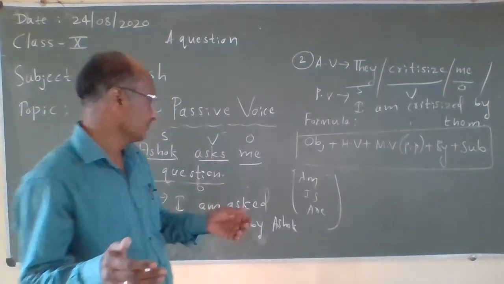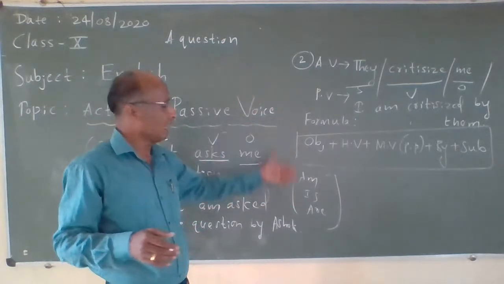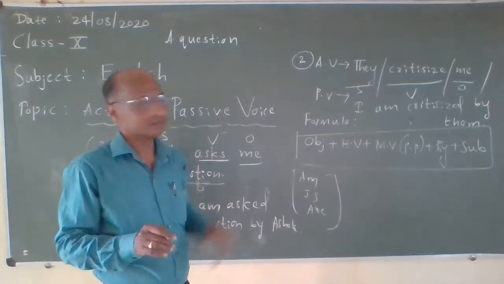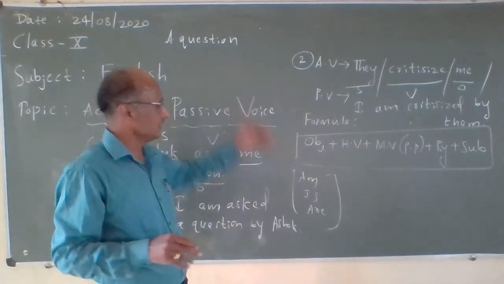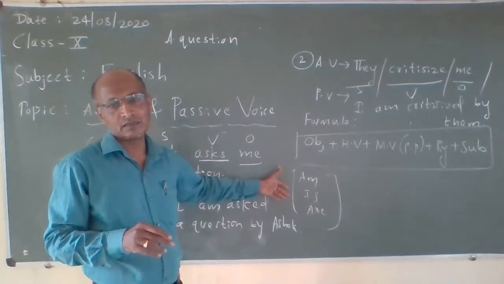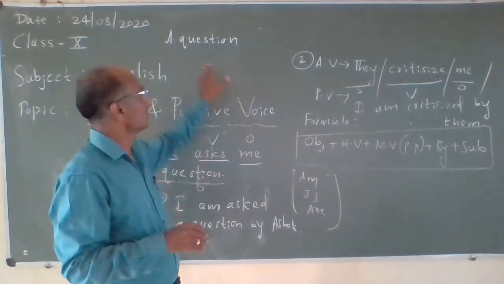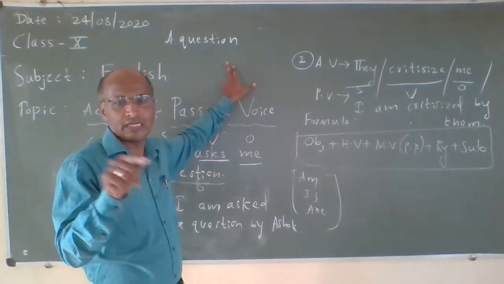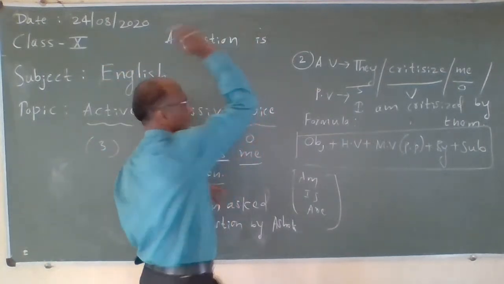Okay, the answer is: a question is. A question am is not correct. A question are is not correct. A question is is correct. Why? Because a question belongs to third person singular. A question is.